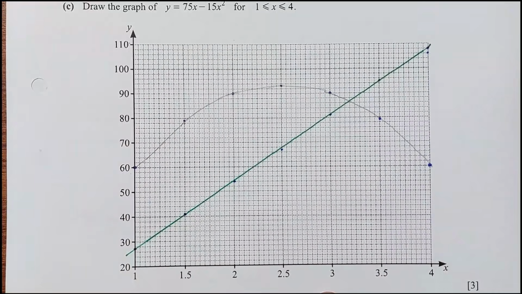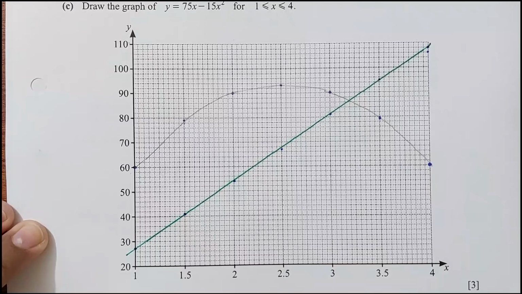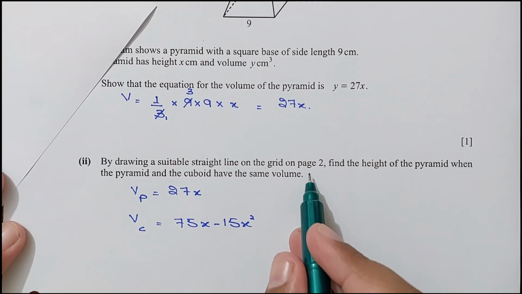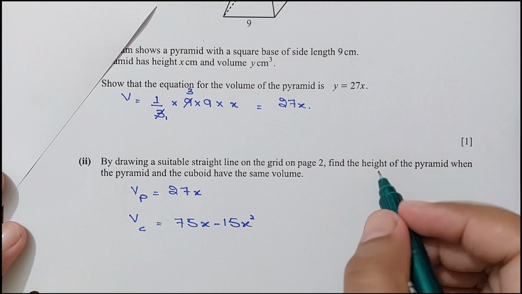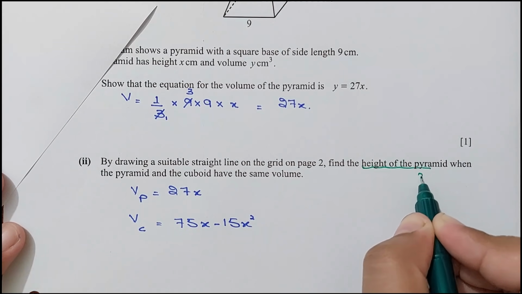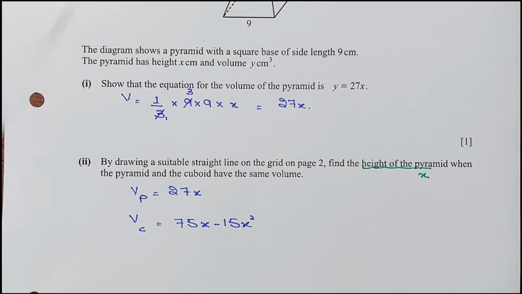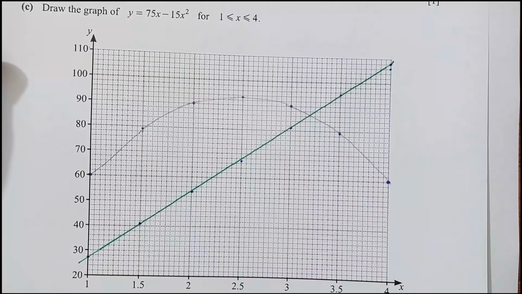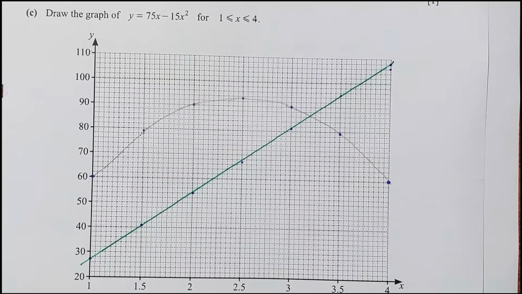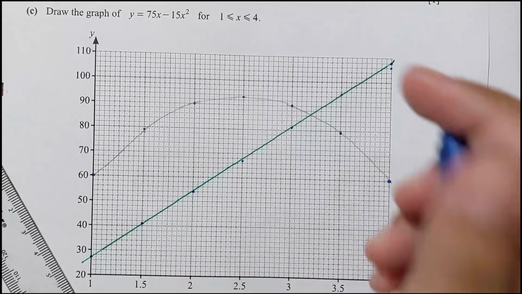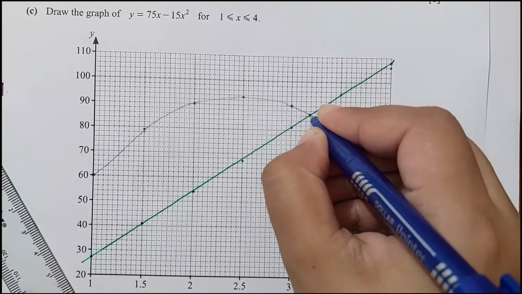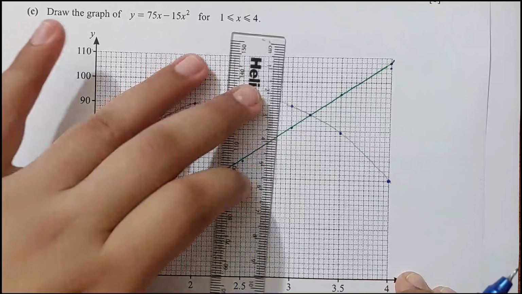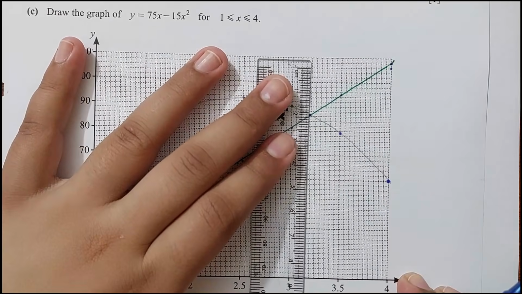Okay, now by drawing a suitable straight line on the grid, we have to find the height of the pyramid, the x value, when they have the same volumes, right? So they have the same volumes over there. Now let me find the height when they cross. In my case, this is the point. So let me check.